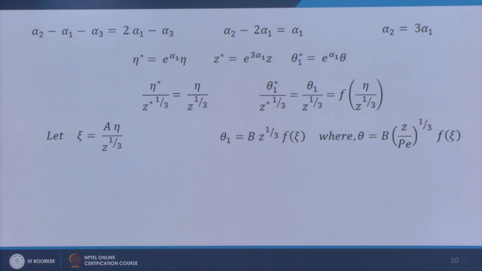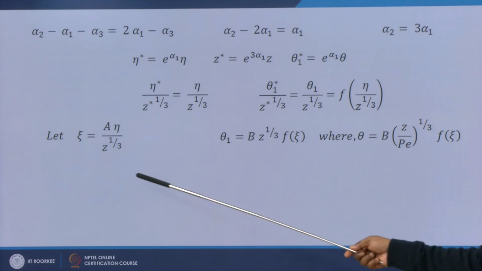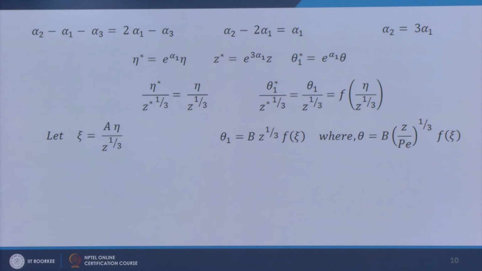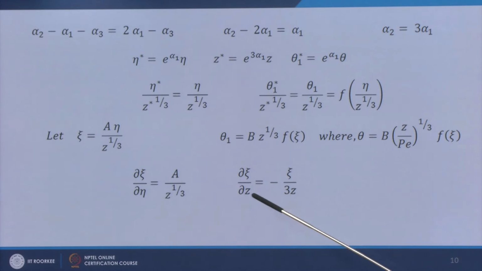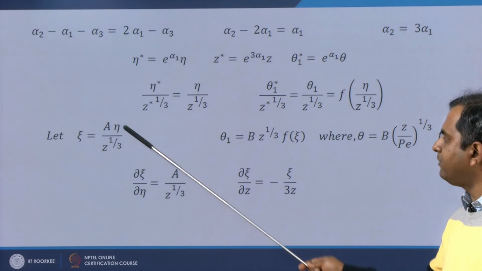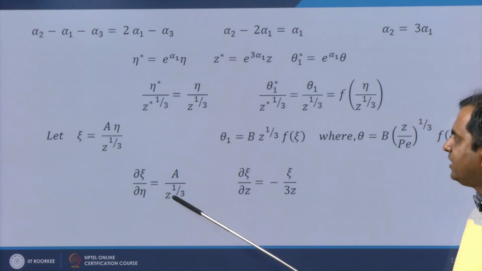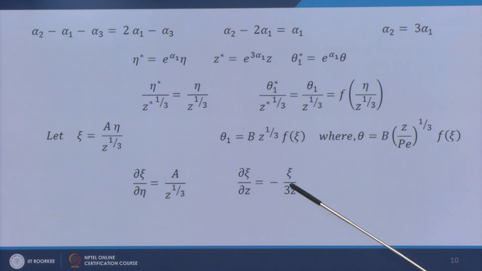After defining this zeta and theta 1 in the form of zeta, let us first see the derivative of zeta with respect to eta and z. These are very simple. Take the derivative of this one with respect to eta first, considering z constant, and then with respect to z by considering eta constant. Once you do these two derivatives, you will get the results.